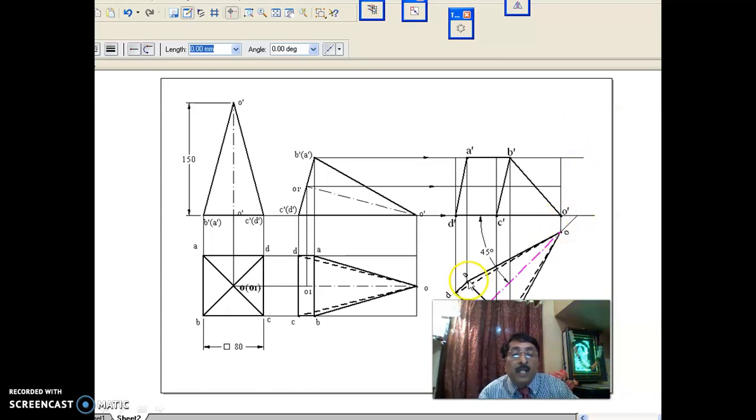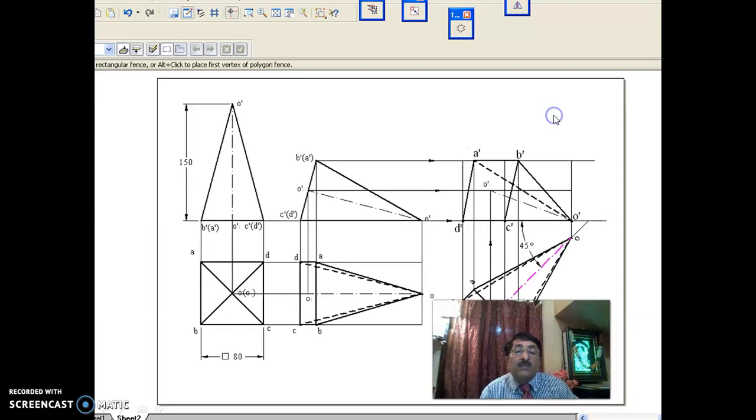O dash A dash, if you see, AO is a back edge. For an observer who is looking from the front direction here, the back edge cannot be seen. As a result, he makes O dash A dash dotted, that is invisible, and finally shows the axis. This completes the second problem. That is, the problem says a square pyramid of sides 80 and height 150 is resting on one of its triangular surfaces on HP with top view of the axis inclined at 45 degrees to VP. In this position, we are expected to write the top view and front view, and this is the top view and this is the front view.